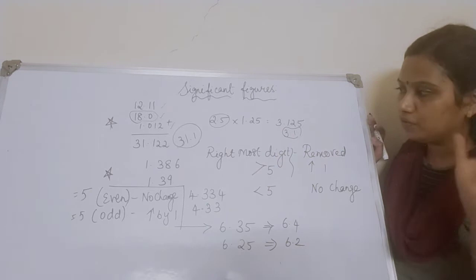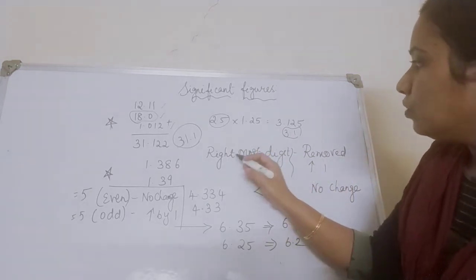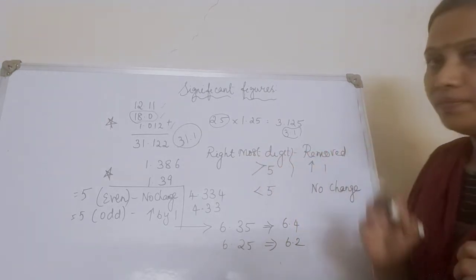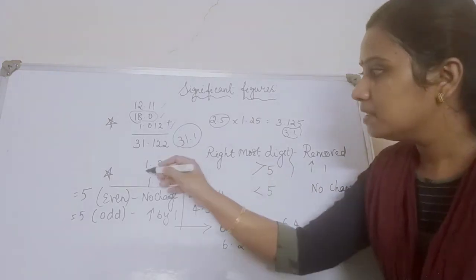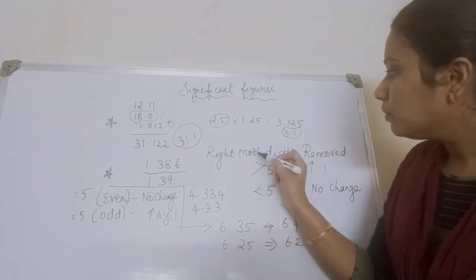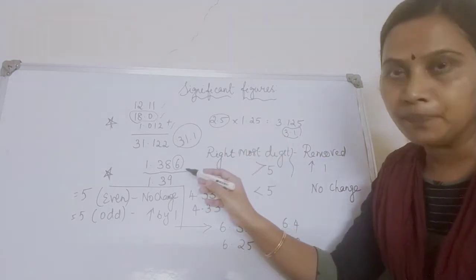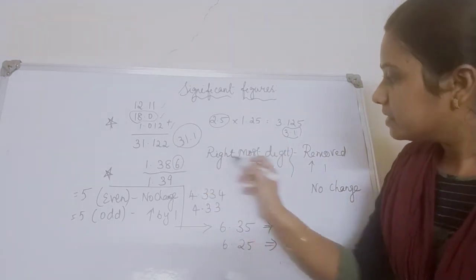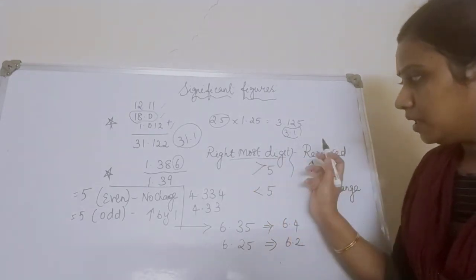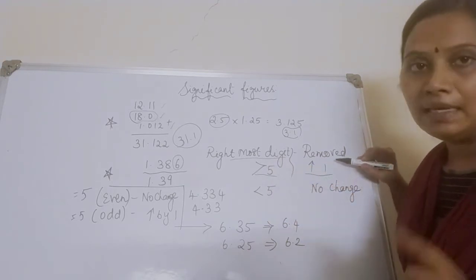Now, consider a case where I want to remove the rightmost digit and that is greater than 5. My objective is, this is a number I am supposed to round off, 1.386. I want to remove the rightmost digit. Which is the rightmost digit here? 6 is the rightmost digit here. 6 is greater than 5, correct? So the rightmost digit has to be removed and that should be greater than 5. Then the value rounded off should be increased by 1.